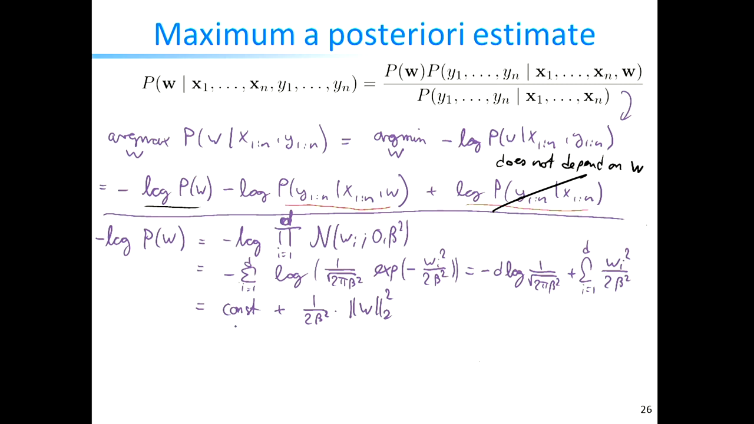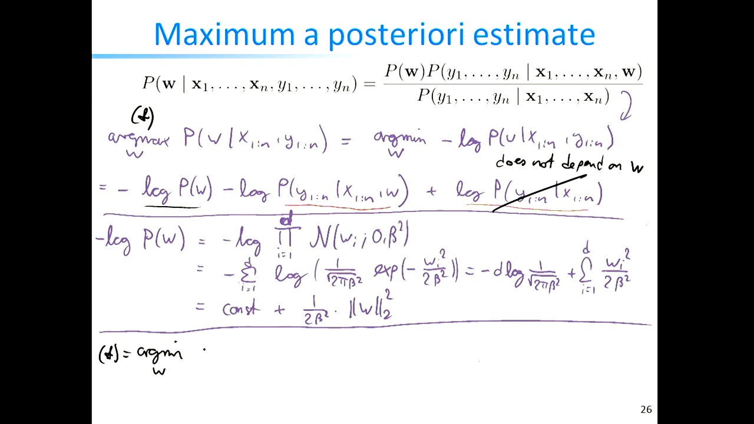That should look familiar. So let's go back to our original problem. If you now call this w star, then w star is the arg min over w of the log prior, where again I can forget about this constant since it does not depend on w. So I have 1 over 2 beta squared times the sum of the squared weights, plus the negative log likelihood of our data.